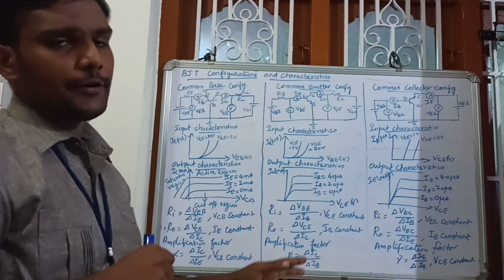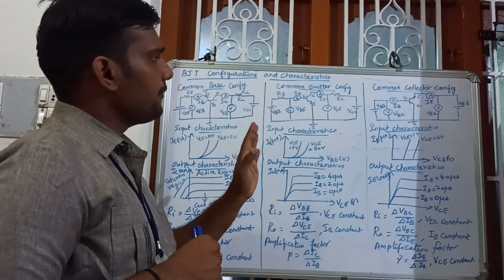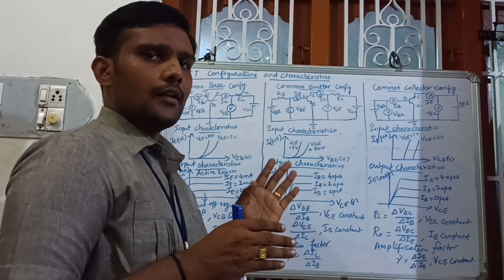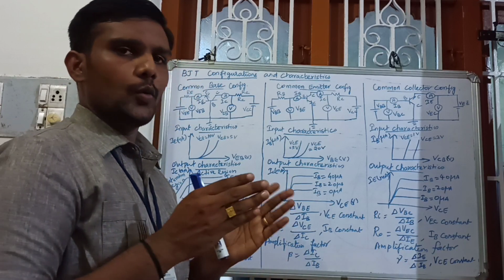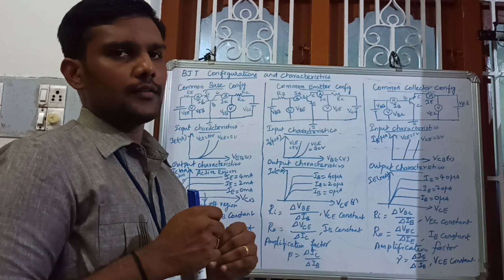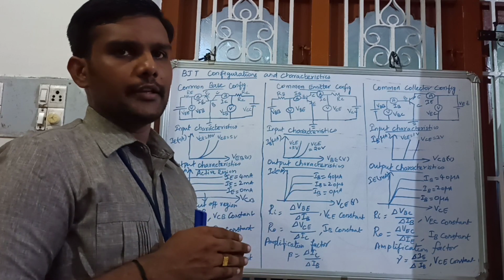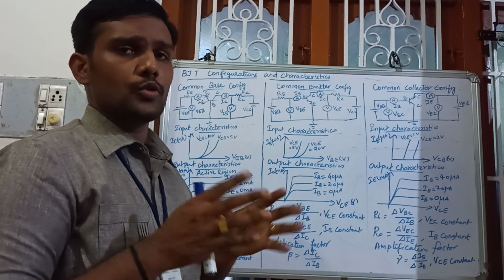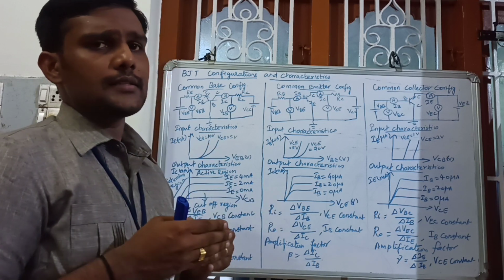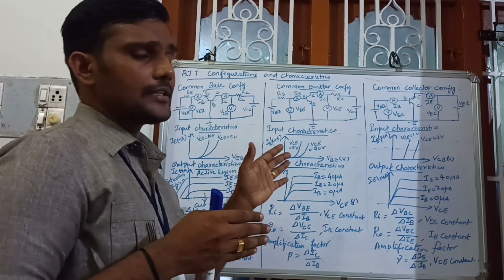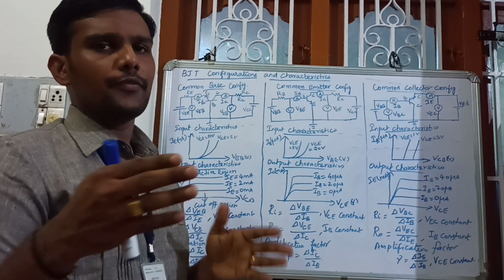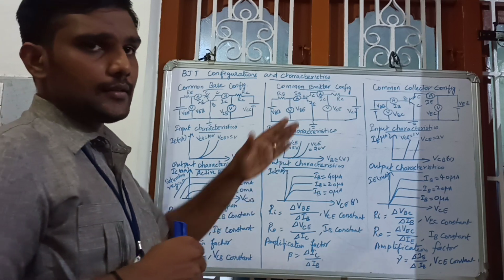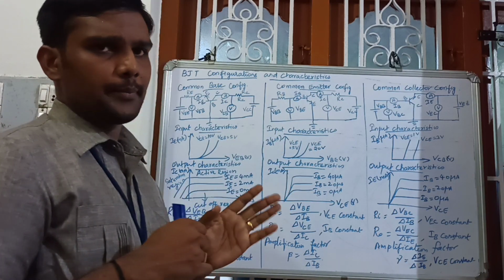Then the mostly preferred configuration in amplifiers is the common emitter configuration, because in common emitter configuration the voltage gain as well as the current gain are both greater than unity. That's why the common emitter configuration is mostly preferred. One more reason is that in common emitter configuration, it is easy to cascade a number of common emitter stages. So for these reasons, common emitter configuration is mostly preferred.